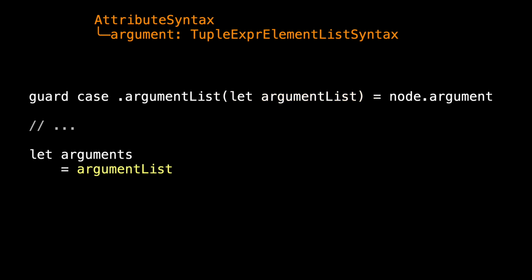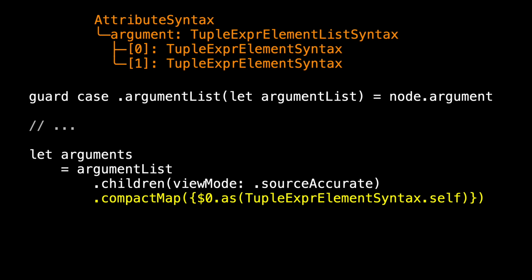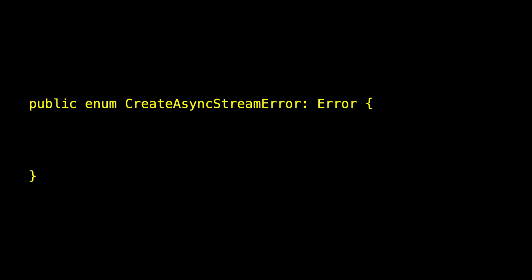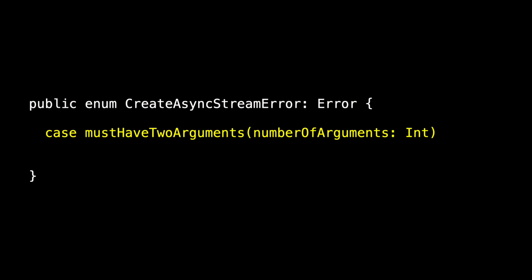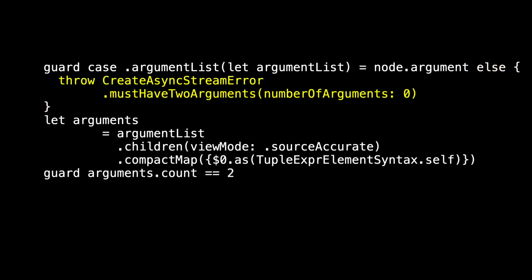We need to extract the arguments from the argument list, and we'll do it the exact same way. We'll use dot children followed by dot compact map to get an array of our arguments. And of course, we'll check that the arguments count is 2. Our code feels right, but we should spend more time capturing what can go wrong. And we'll do that in a new type that we call create async stream error, which conforms to the error protocol. To begin with, let's have a case must have 2 arguments, and it accepts the number of arguments as an int. And so in our code, there's 2 places that we can check this. The first place is if our guard case let fails, then we've got 0 arguments.